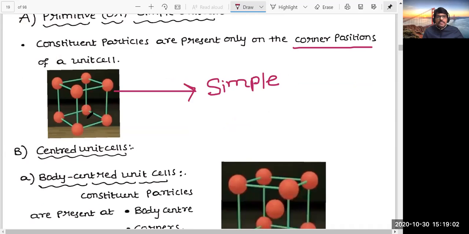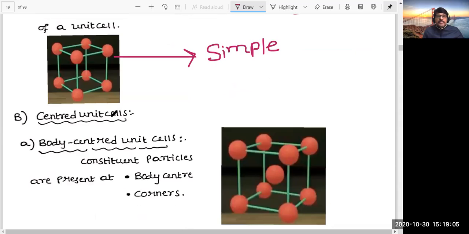Let us move on to centered unit cells. Centered unit cells: body centered, face centered, and another one, that is end centered. Students always get confused. It's not edge centered, it's end centered unit cell. End centered unit cells, right? And here, body centered unit cells. If anybody says body centered unit cell, what does it mean?